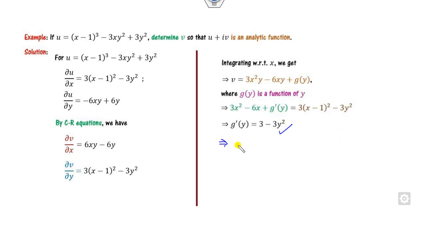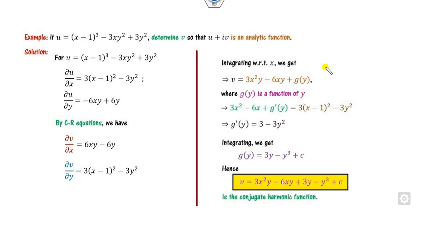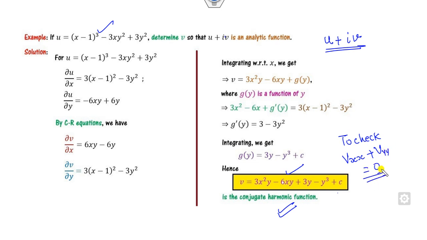Now you can integrate them. What is my g of y? Integration with respect to y is 3y, it's y cube plus c. Substitute this value as here, you will get the harmonic function. So therefore u is my here, v is my this. You can find the analytic function as this. Also you can check your answer on whether vxx plus vyy is 0 or not. It must be. If it is not, then your calculation is wrong again.